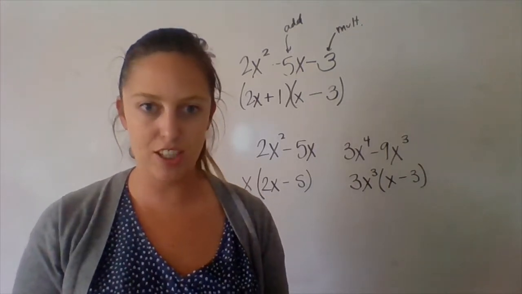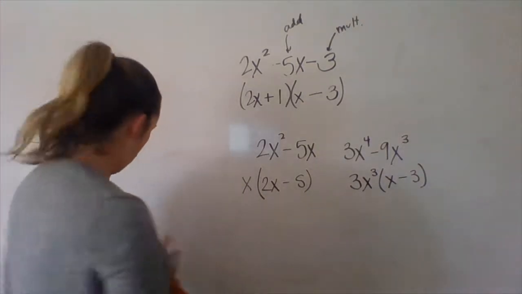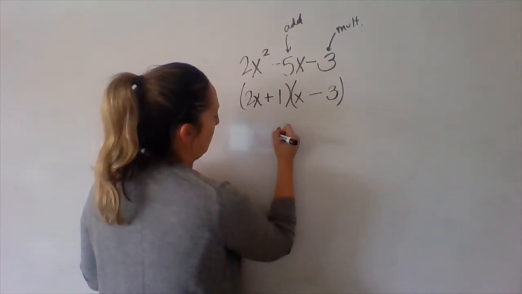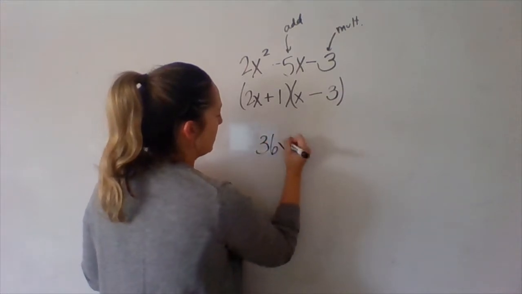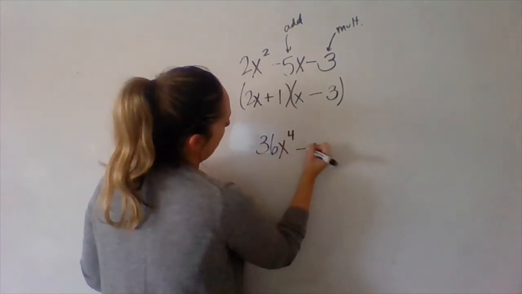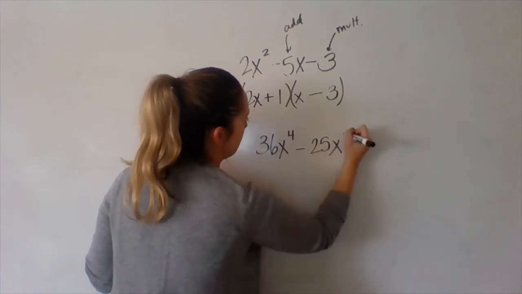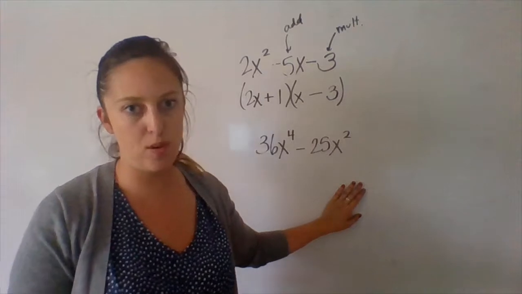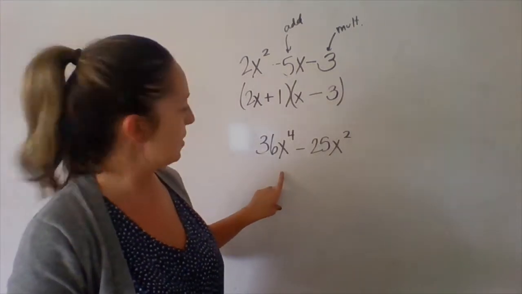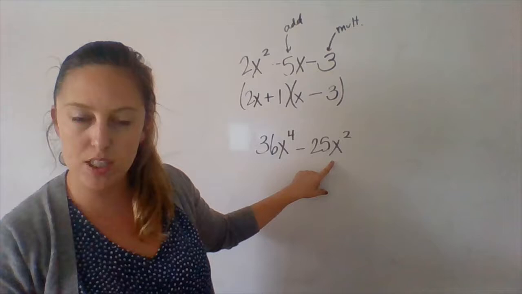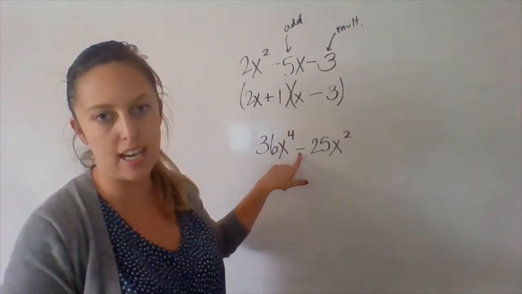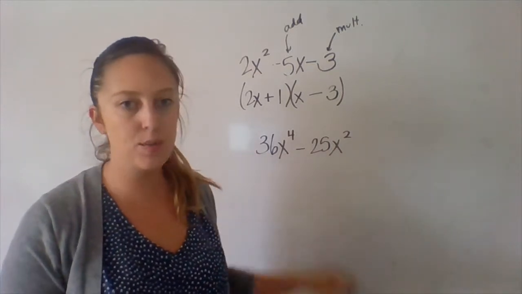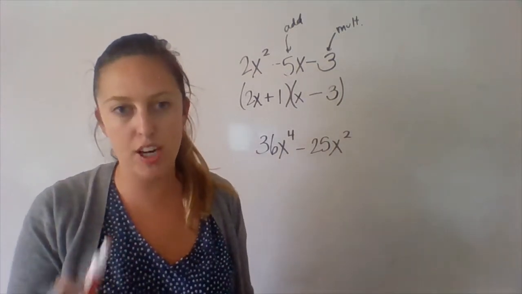The last thing to look out for are things like this, let's do 36x to the 4th minus 25x squared. Okay, this is a special type of equation because this is a perfect square and this is a perfect square. So when we have 2 perfect squares with a subtraction sign in the middle, we call that a difference of squares. Okay, so a difference of squares always works the same way. It's the same structure every time.